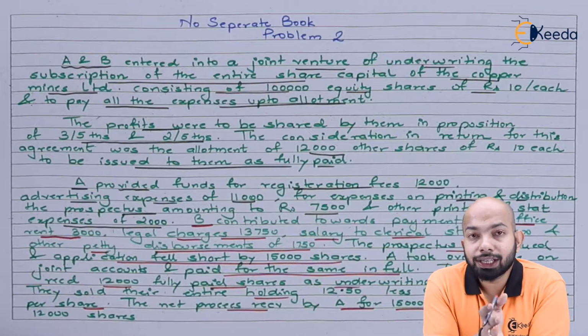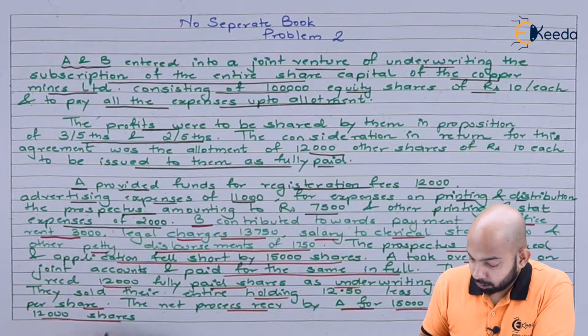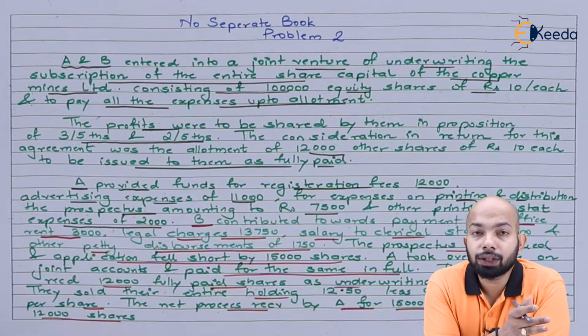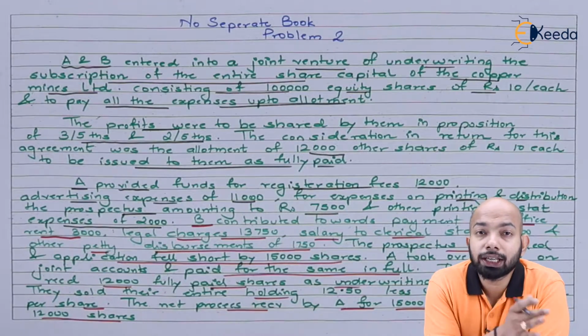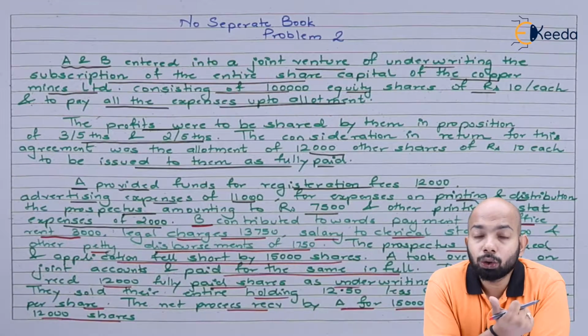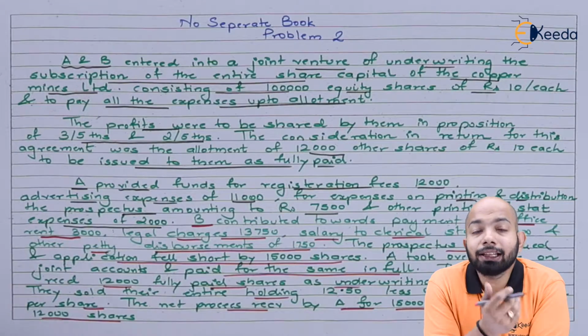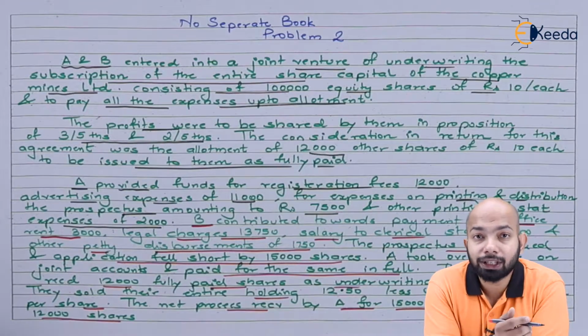For 15,000 shares it was taken over by A, and for B it was 12,000 shares. So the commission that they received was taken over by B. The proceeds that they received for 15,000 shares was taken over by A. Now we have to prepare the joint venture and co-venture accounts in the books of A and in the books of B as well. So let's start with the joint venture account first in the books of A.